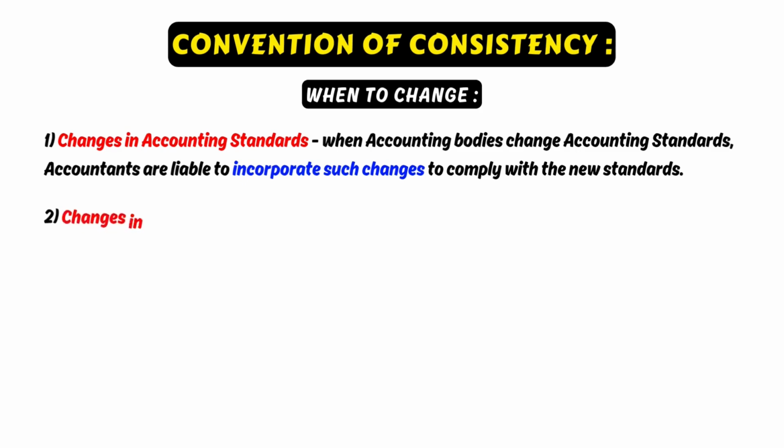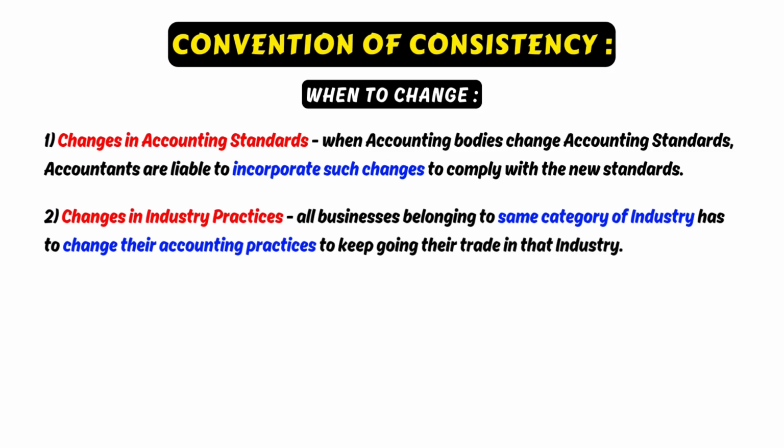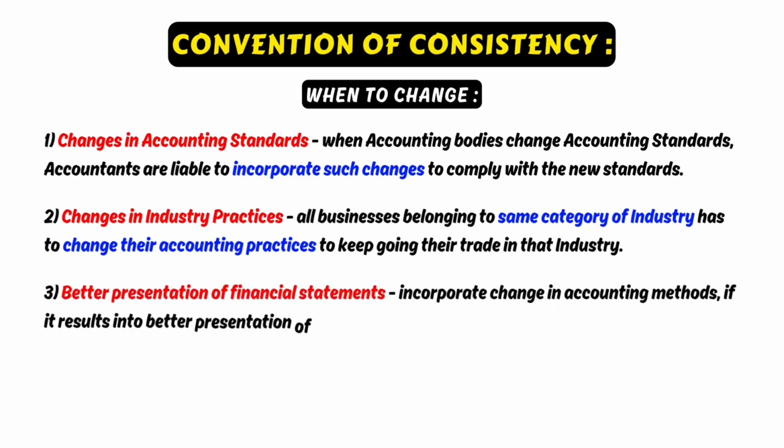Second, changes in industry practices. If there are changes in the industry practices which are commonly followed by similar businesses, like change in textile industry will affect all businesses who are involved in textile trade, then the accountant has to change the method to fit with the new practices. And change in method is also incorporated if it leads to better presentation of financial statements of business, which was not possible earlier.